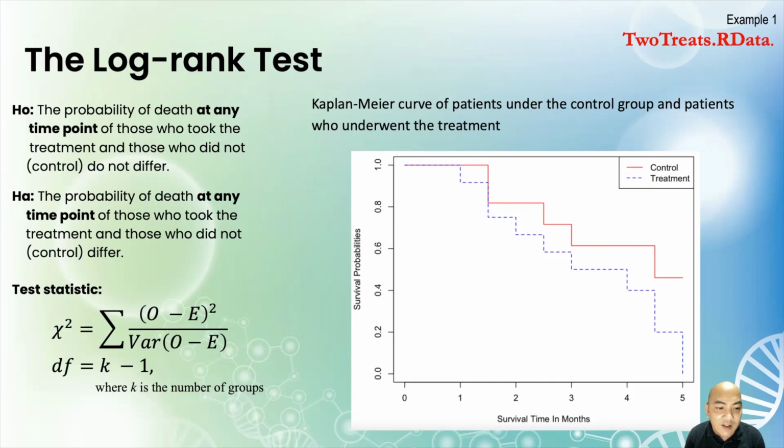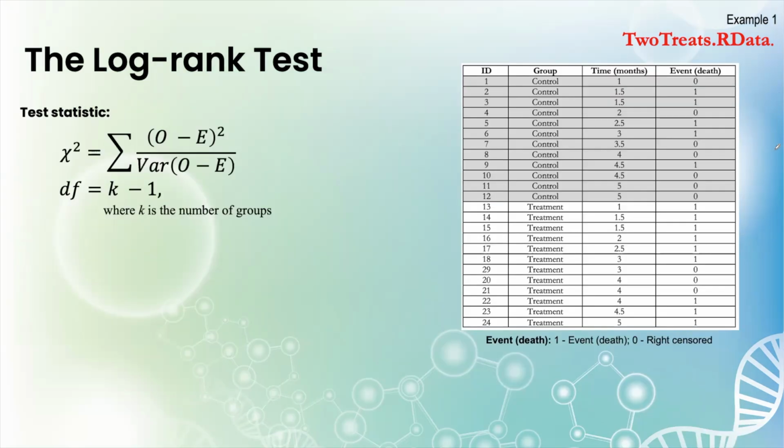Now, to perform the log rank test, we have a test statistic, which is basically a chi-square, which is written in this form. Okay, wherein the degrees of freedom is the number of groups minus 1. Now, to calculate the chi-square here, we have to list down first all the times, in this case the months, in which the event or death occurred.